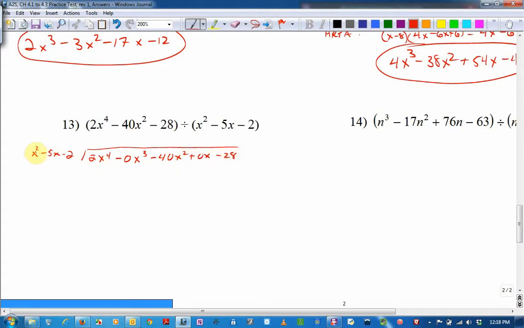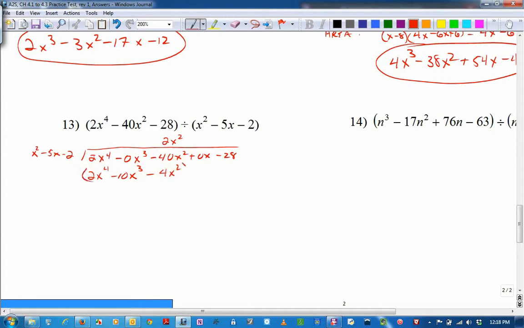So what times x squared would give me 2x to the fourth? That would be 2x squared, so I'm going to put 2x squared here. That would be 2x to the fourth when I multiply it. 2x squared times a minus 5x would be a minus 10x cubed. 2x squared times a minus 2 is a minus 4x squared.